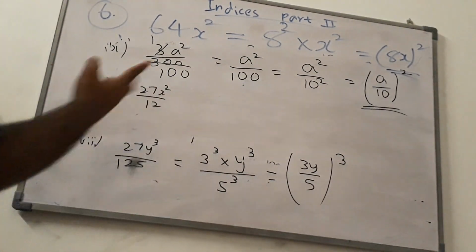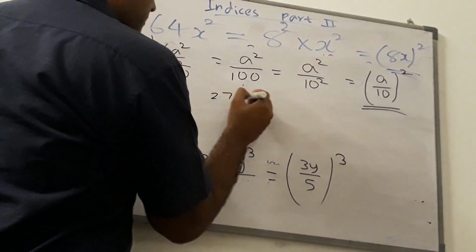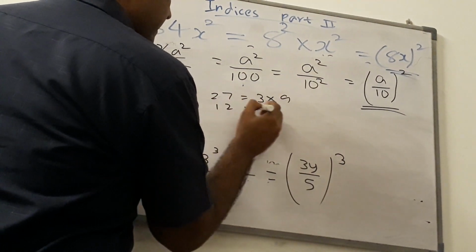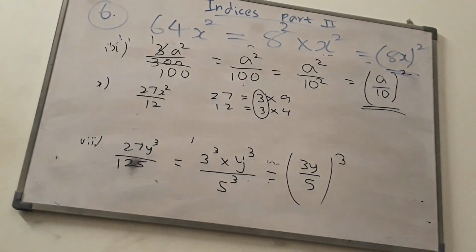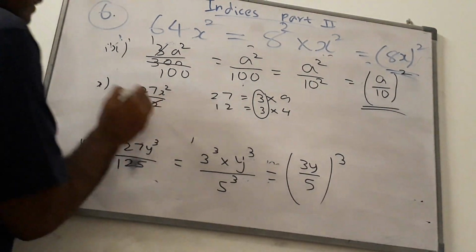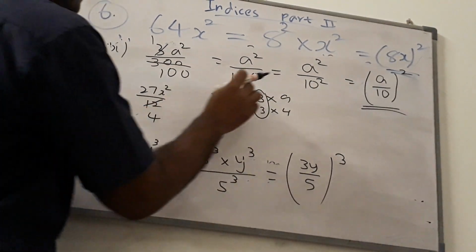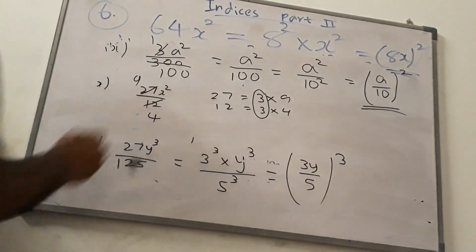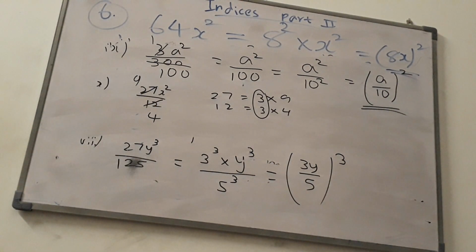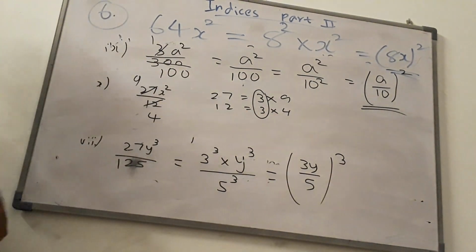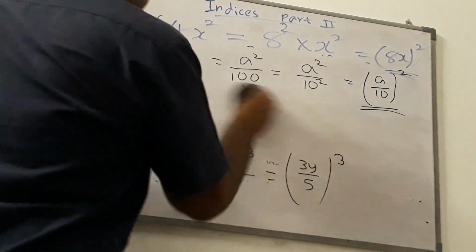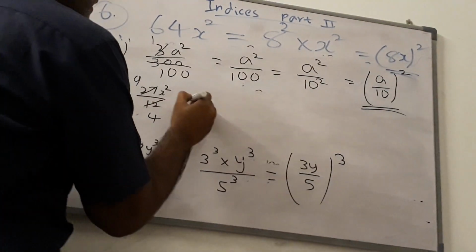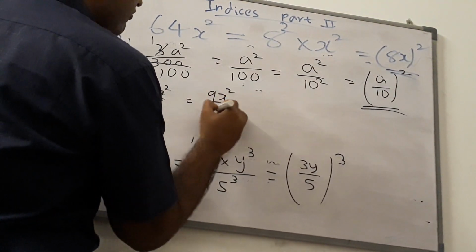27 means 3 times 9. 12 means 3 times 4. So 3 is the common factor. So we can simplify 27 and 12 by 3. How many 3's are there in 12? 4. How many 3's are there in 27? 9. So we can write 27x squared over 12 as 9x squared over 4. Once we simplify this, we get the answer as 9x squared over 4.